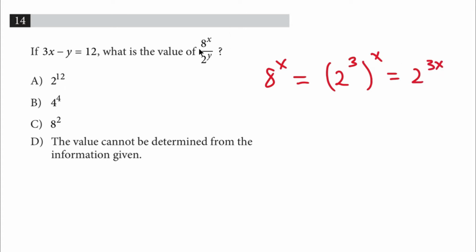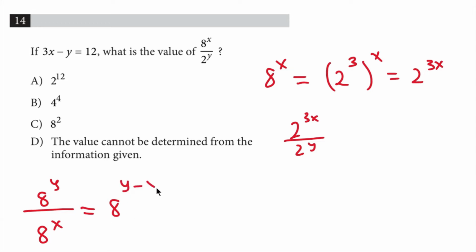Now let's plug that in instead of this. 2 to the power of 3x divided by 2 to the power of y. You have to remember that if we're dividing exponents with the same base, we can just rewrite that as that base to the power of the difference of the powers, right? So this rule is applicable only for the same base. And this is why I converted 8 to the power of x to 2 to the power of 3x, right? We have the same base right here now.